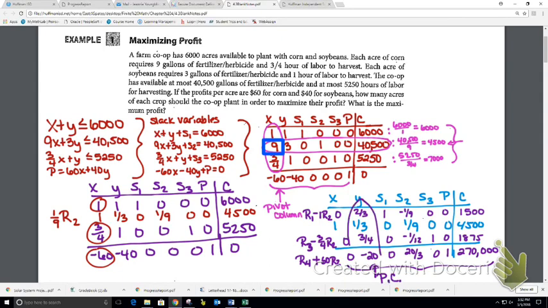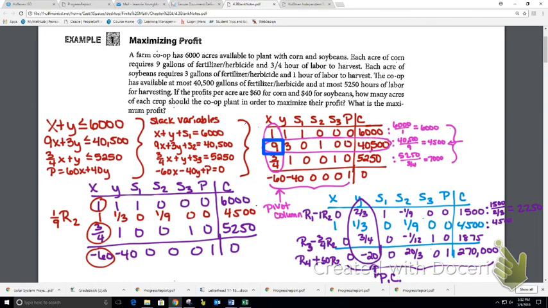So we're looking at this column, and now I need to find my pivot row. So remember, take each of these numbers and divide it by the element that's in that pivot column in that row. So 1,500 divided by 2/3, and we get 2,250.